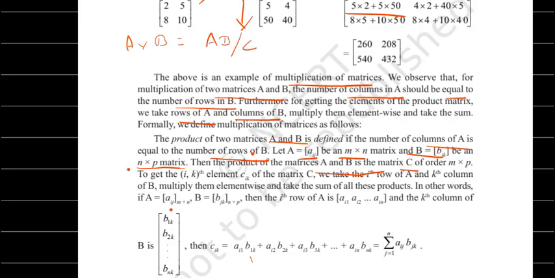Okay, and when you are doing addition of matrices, as I said, the order must be the same. When you add those two matrices, you get the same order again. If you add a 2 into 2 matrix plus a 2 into 2 matrix, you get a 2 into 2 matrix again. But in multiplication, it doesn't happen. Okay, we'll see why.